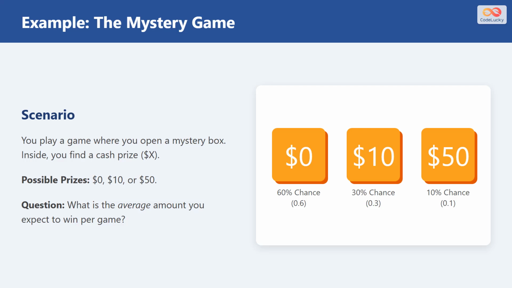Let's apply this to a simple game. Imagine a mystery box containing a cash prize. There is a 60% chance of winning $0, a 30% chance of winning $10, and a rare 10% chance of winning $50. What is the average amount you can expect to win?